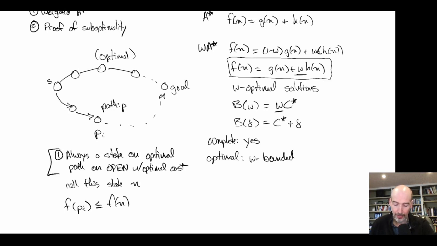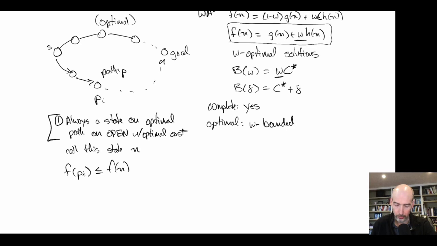Okay, and we know that every time step we did that, so F of P of I must be less than F of N. And what we want to derive from this is the suboptimality bound that can exist here. This isn't too hard to do. So we're going to keep F of P of I here. F of the ith state is less than or equal to F of N, this node on the optimal path, whichever one happens to be on open. So that's going to be G of N plus W times H of N. We're just expanding out our definition of F cost.